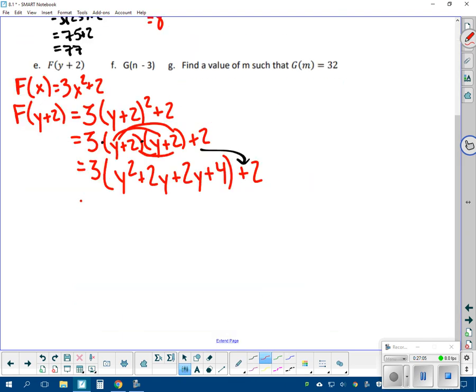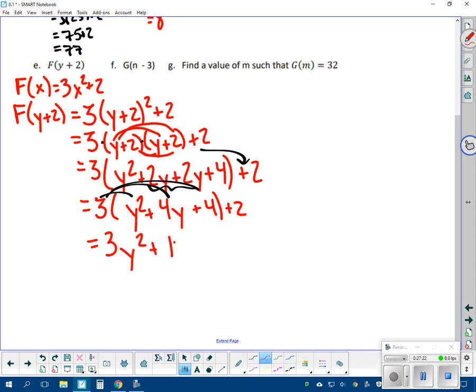Keep working there. I'm going to now combine my like terms inside my parentheses. So I get 4y from right here. Now I'm going to distribute the 3, and it's going to 3 different things. And then tack on my plus 2. Don't forget about that. Keep dropping that down. Finally, combine like terms at the end. And I get plus 14.